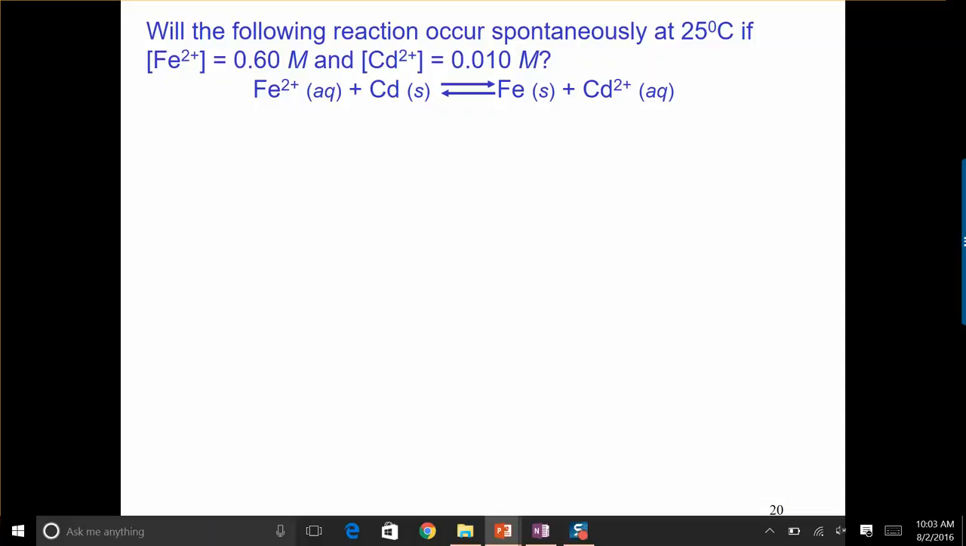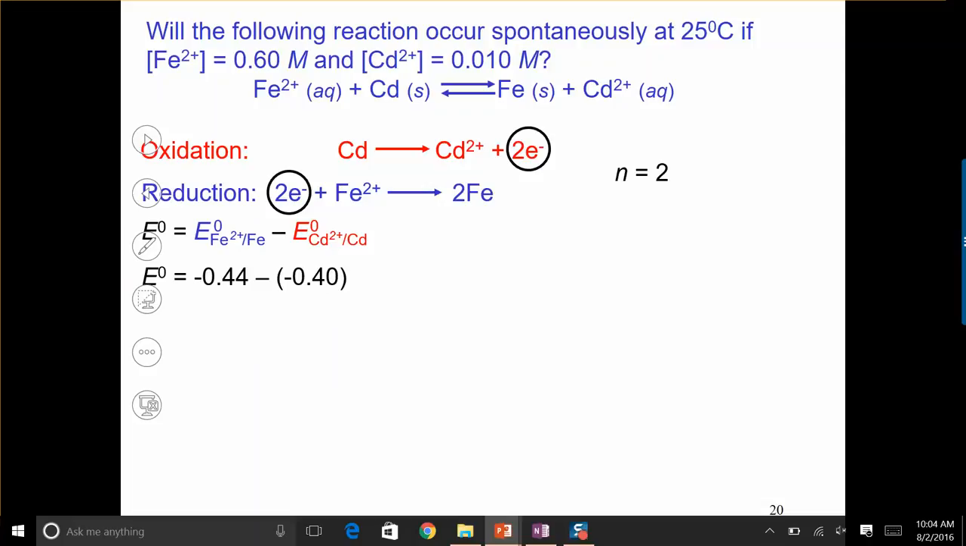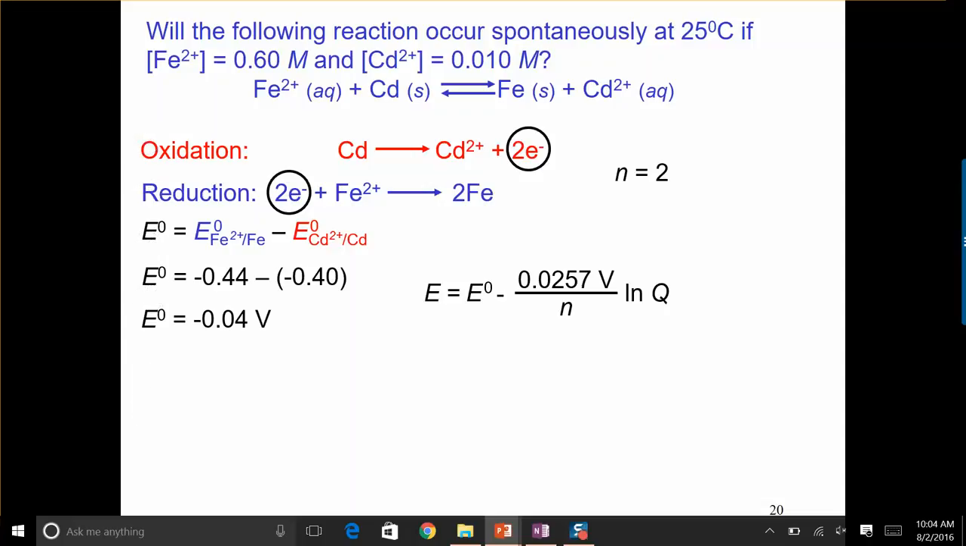Will the following reaction occur spontaneously at 25 degrees Celsius if iron is at 0.6 molar and cadmium is at 0.01 molar? For oxidation reduction, we go to our chart and find our cell potentials. There are two electrons being transferred, and that's our n. So we find the E of the cell: negative 0.44 minus negative 0.4, so E naught equals negative 0.04 volts. That came from the chart. Last time we wasted a lot of time going back to the chart, so this time I just remind you that's where it comes from. It's a reference material you'll have available on your test.